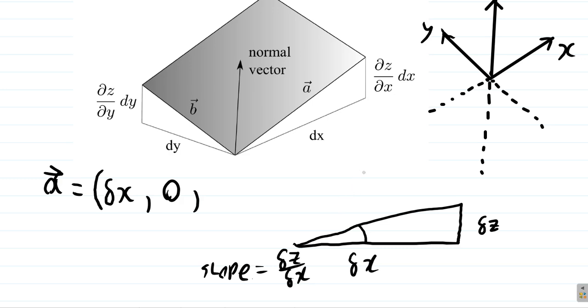Now, here, if we move delta x and stop at this point, we would achieve this height in terms of delta z, alright? In order to achieve this height, we'd have to move all the way out here. So the change in z depends on the change in x. So we have to multiply by delta x.